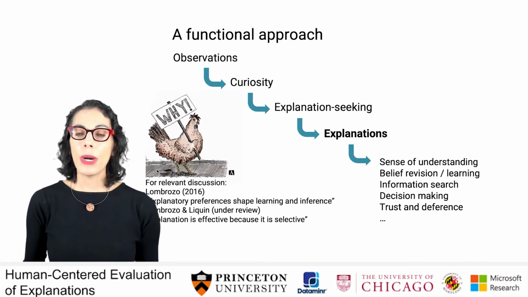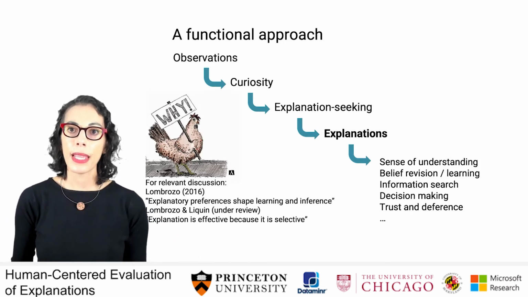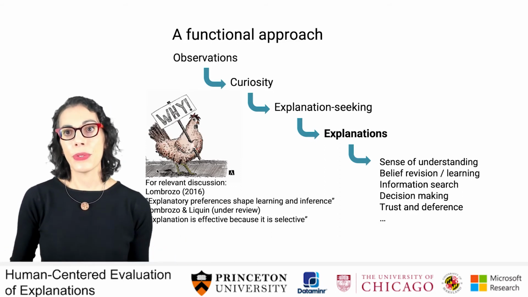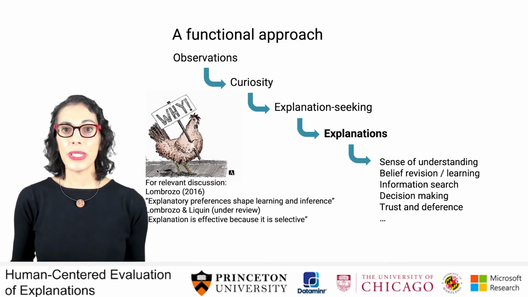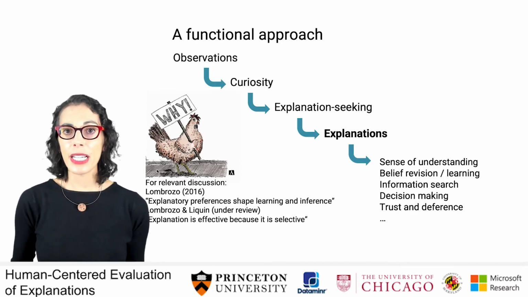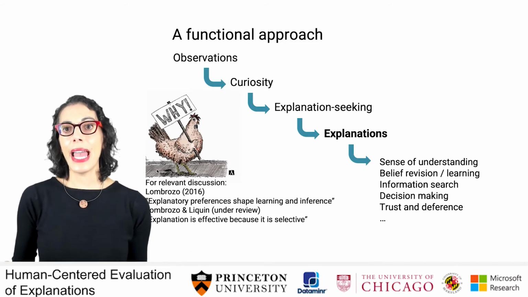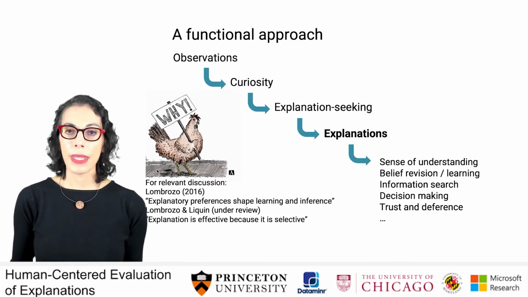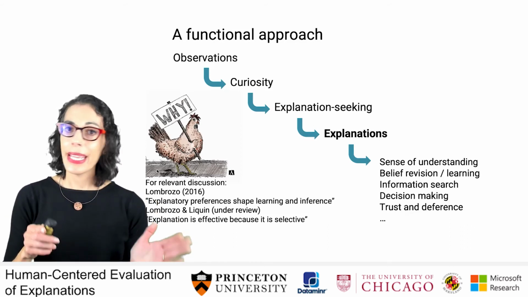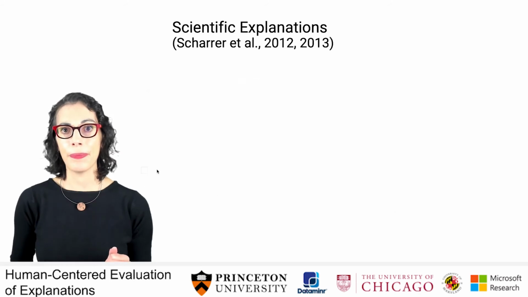The final point I want to make also follows naturally from this functional approach to explanation. As depicted here, explanation can have a host of downstream consequences, such as increasing a sense of understanding or increasing deference to the source of the explanation. The trouble is that achieving these ends can sometimes compete, such that the explanation that is best for achieving one aim isn't necessarily the explanation that is best for achieving another.